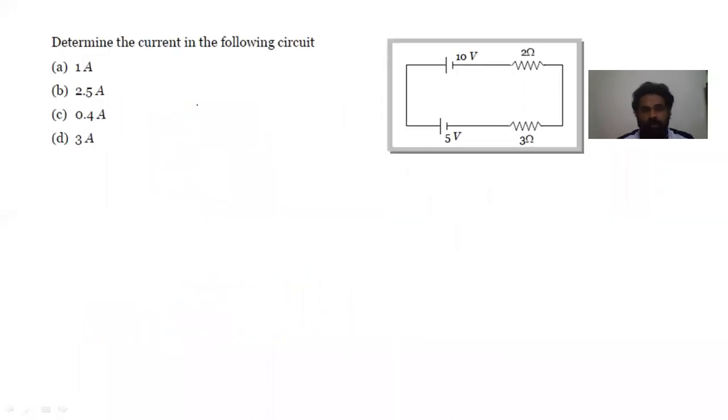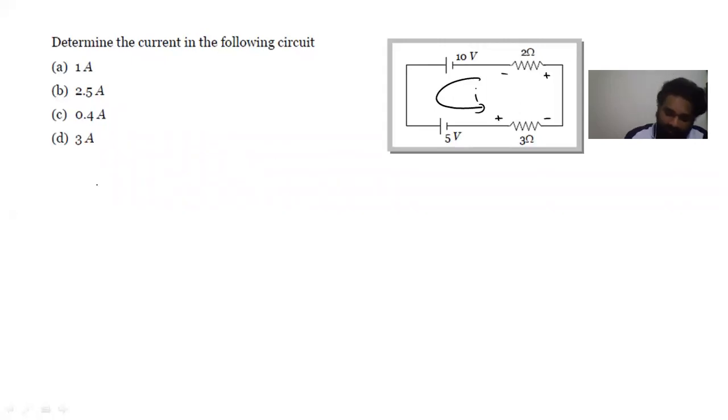Okay, can you do this problem? Determine the current in the circuit. Here, since this 10 volt is greater than 5 volts, I am simply considering this as the current direction. In the direction of current, I am marking plus minus, plus minus. I can take clockwise also, but the answer may come in minus, so it will not make any trouble.